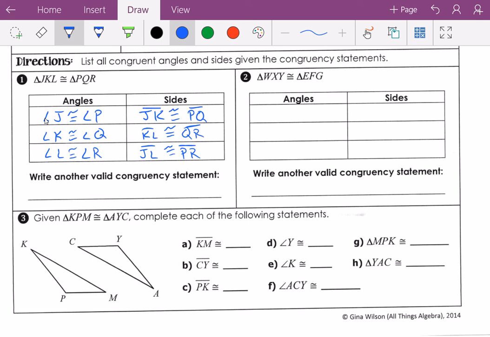You could also write another valid congruent statement. It does not matter what you do, just pick the letters. So we'll do triangle KJL would be congruent to triangle QPR.